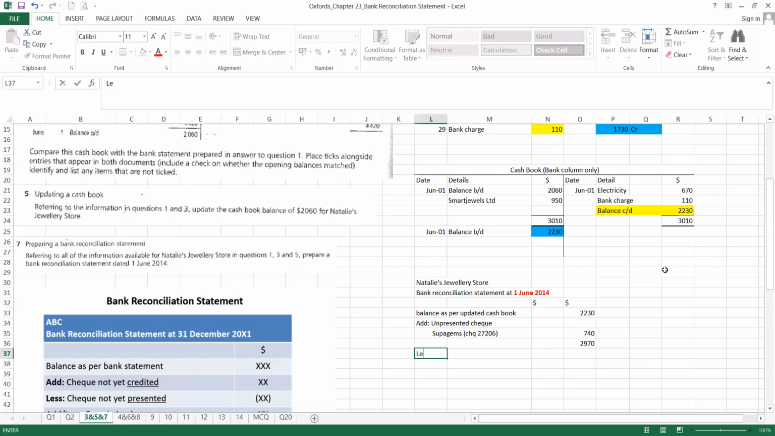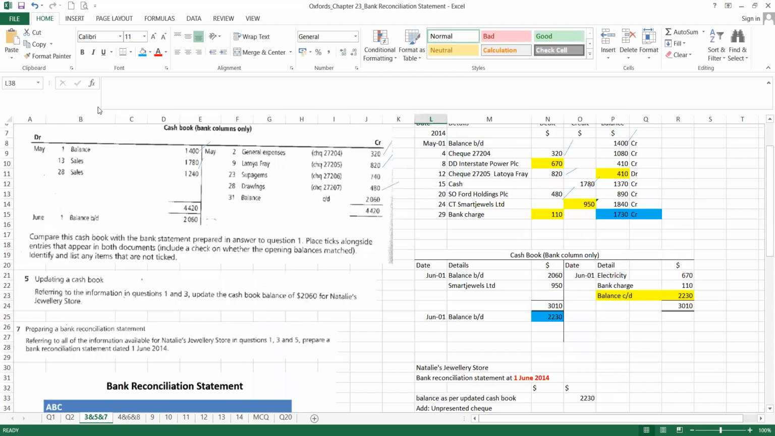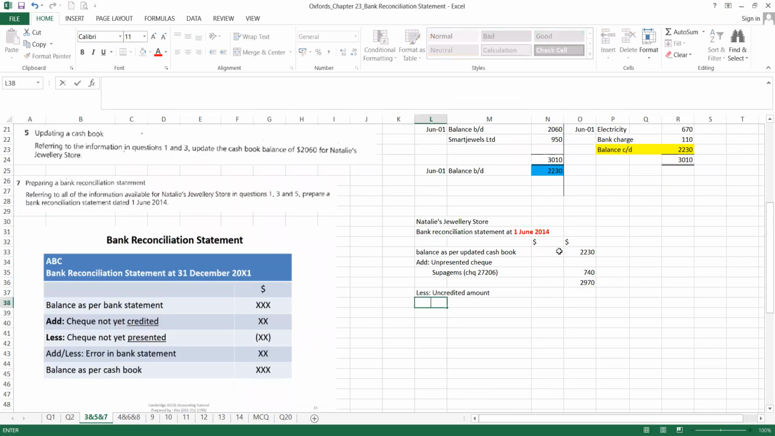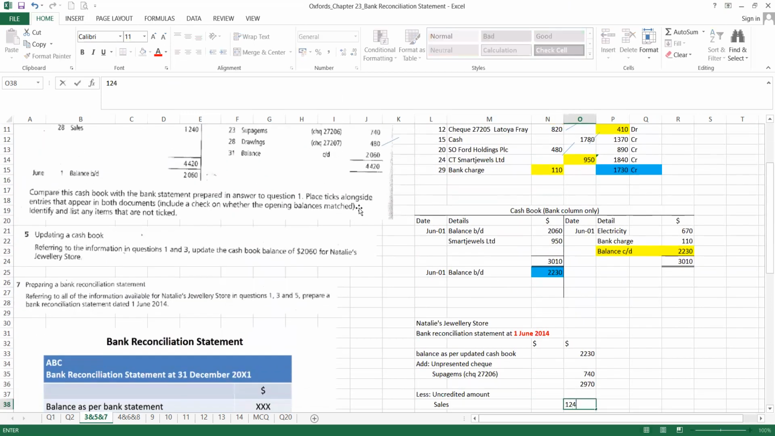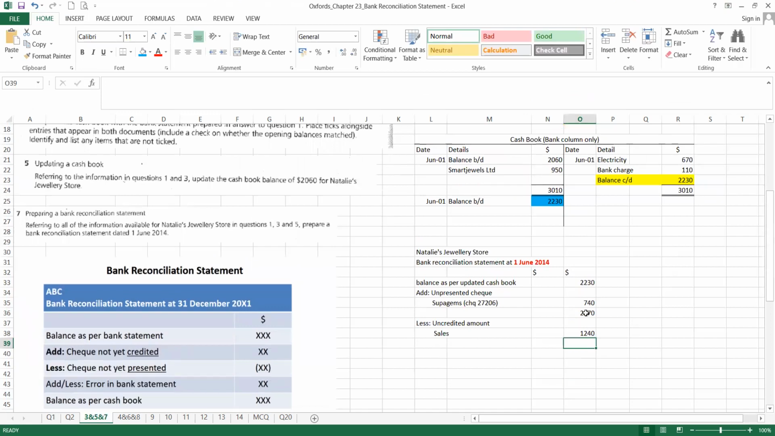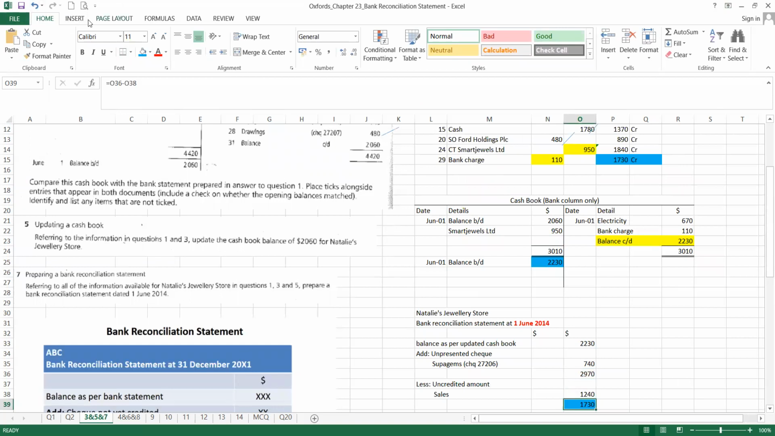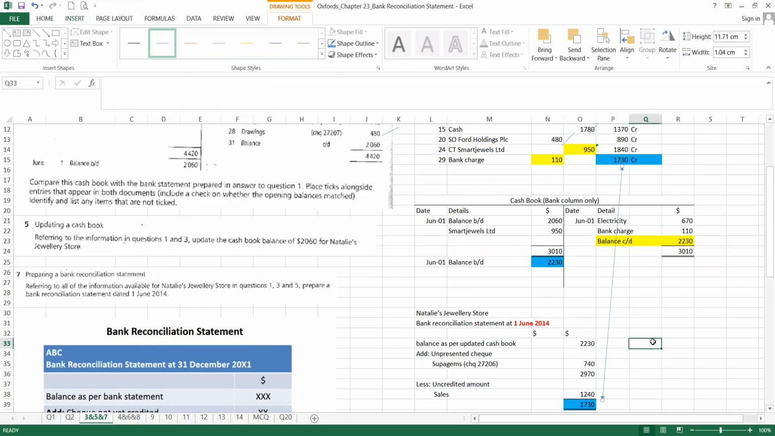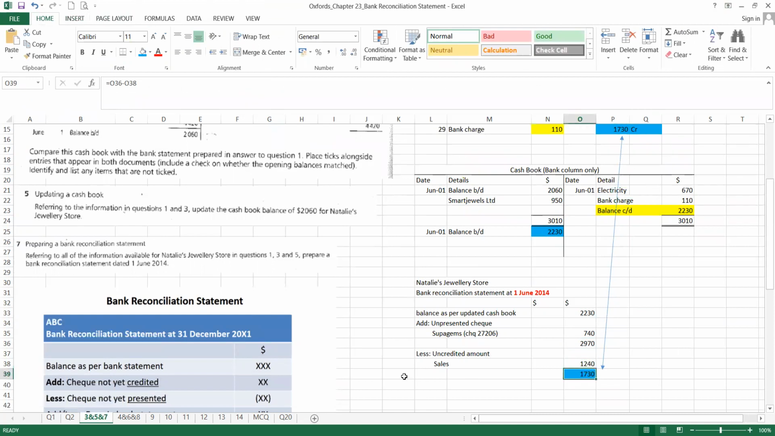After that, less uncredited amount. What is the uncredited amount? It's on the debit side, only one item we didn't credit. This is a sales, and the amount is 1240. Now we get 2970 minus 12. You notice that this amount is equal to the bank statement. These two amounts must be the same.